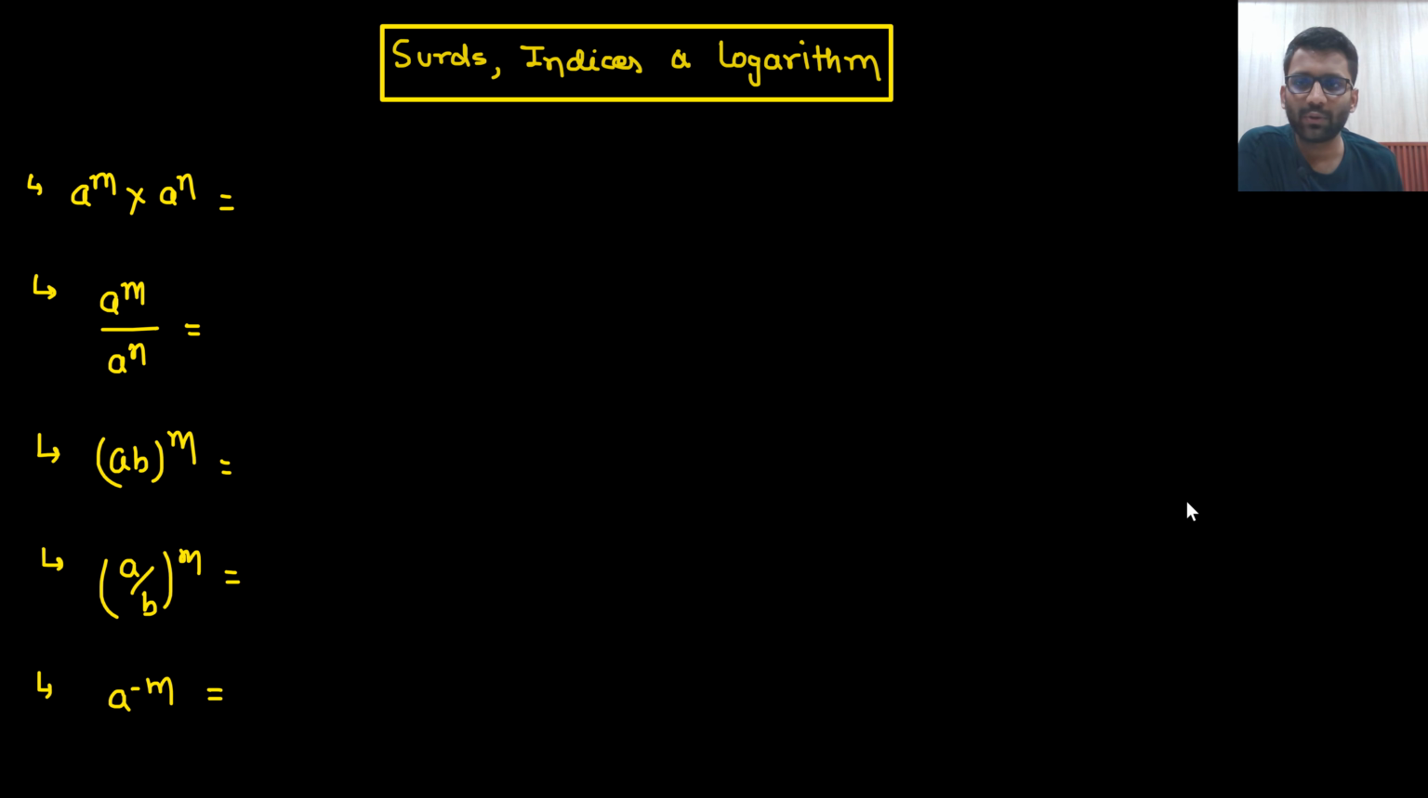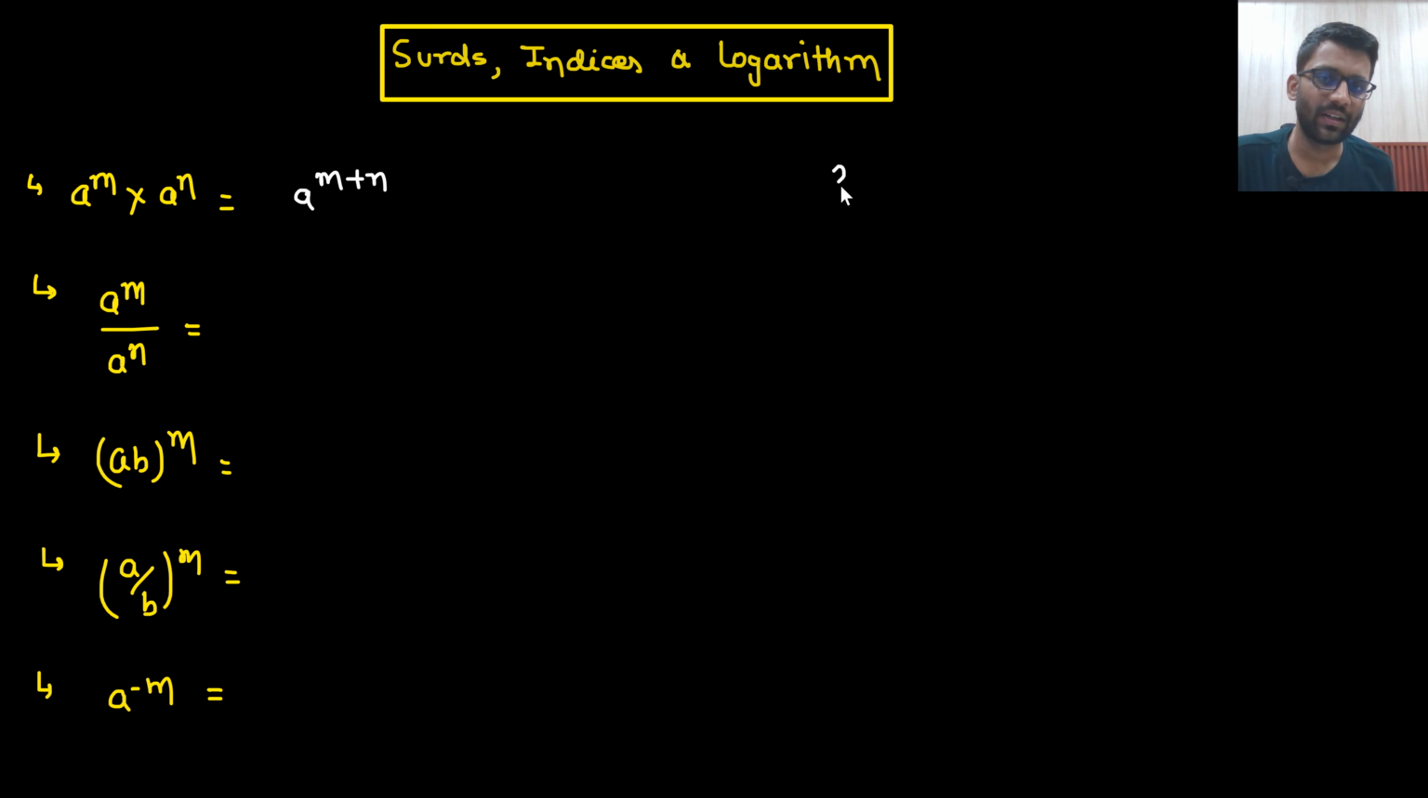Hi everyone, so today we are going to study about surds, indices and logarithms. It is a very simple topic, you have studied it in elementary classes as well, so you will find it very easy. So let's start with the basic property: a to the power m into a to the power n, what can it be written as? A to the power m plus n, right?